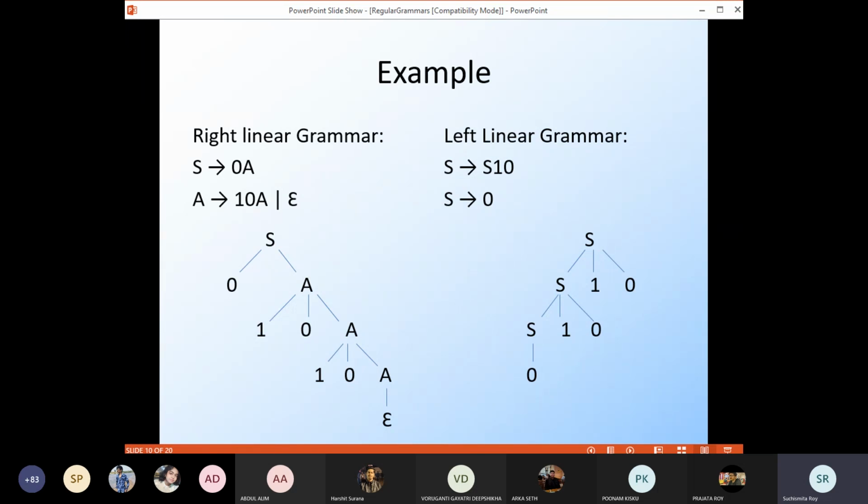Okay, what is the regular expression for this? 0 1 0 star. Yes, 0 1 0 in brackets star, whole star. Okay, that's good.